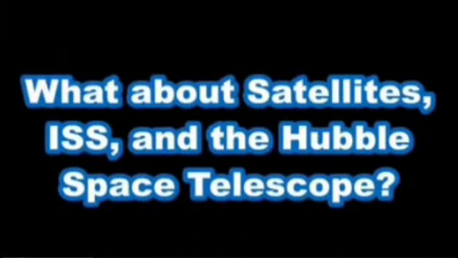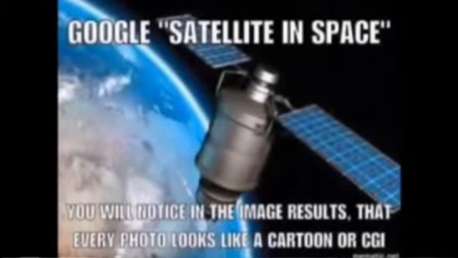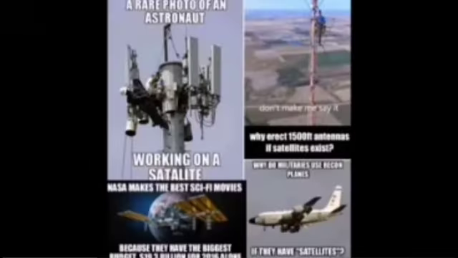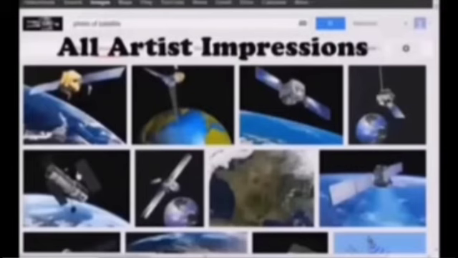What about satellites, the ISS, and the Hubble Space Telescope? It might sound crazy at first, but satellites do not exist. NASA claims to have satellites, space stations, and telescopes out in outer space, sending back fake CGI images and videos for everyone to eat up. The truth is, however, these are all hoaxes, and that explains all of the terrible CGI editing we receive.